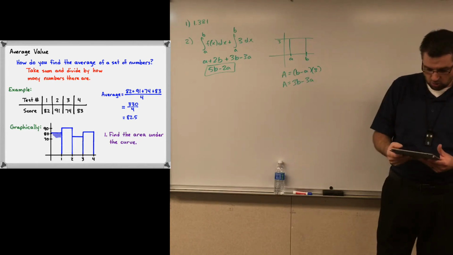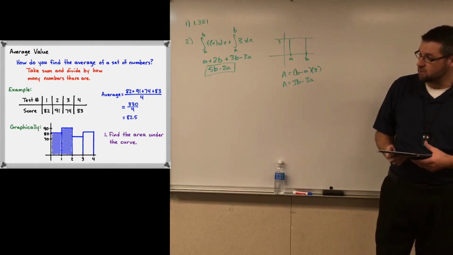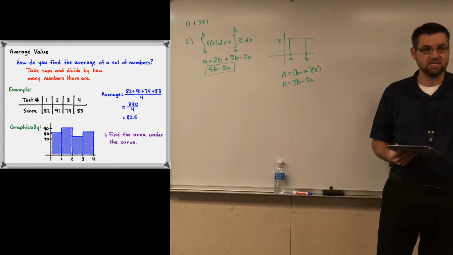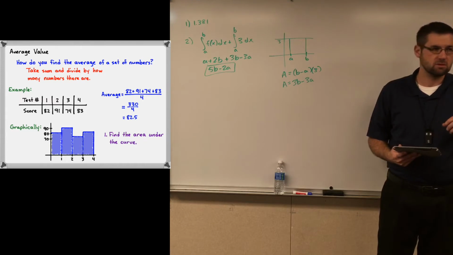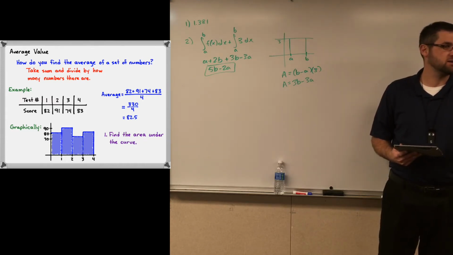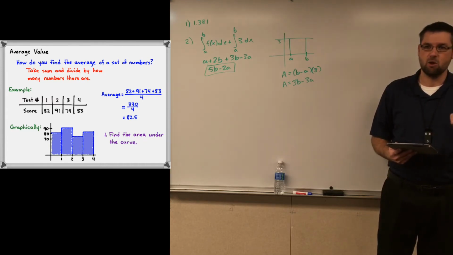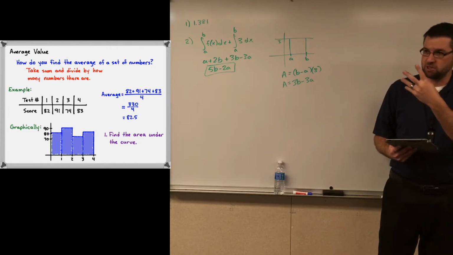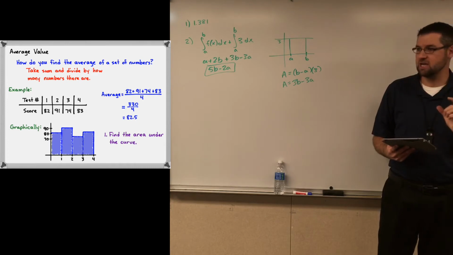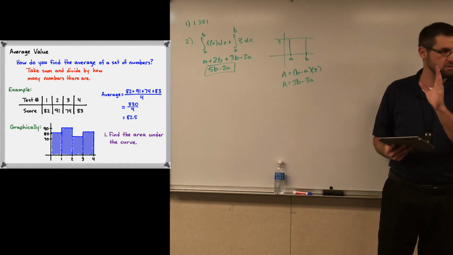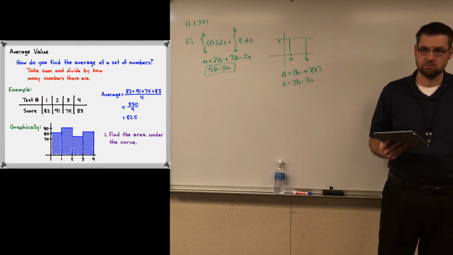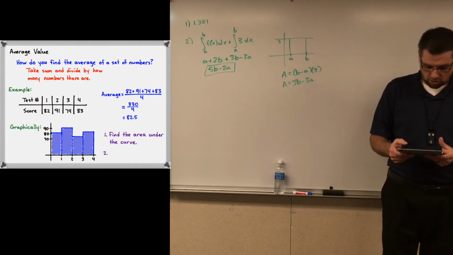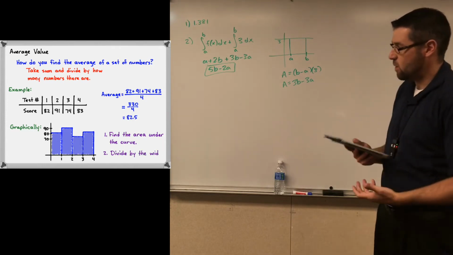Okay. So what we're doing essentially, graphically, is we're finding the area under the curve that gets us the sum, and then what do we have to do? Divide by the width. Well, what's the width in this case? Why is it 4? Because there's four tests, right? Or you could say it's the distance between 0, the beginning, and 4, right? You guys okay with that? Yes. Okay. So we're going to divide by the width.